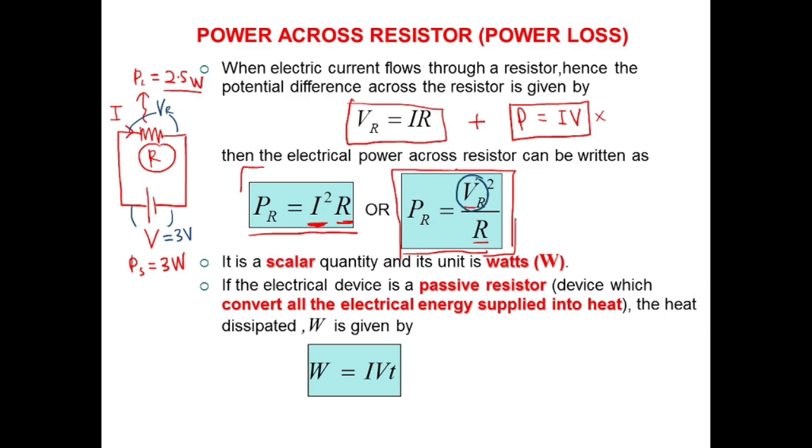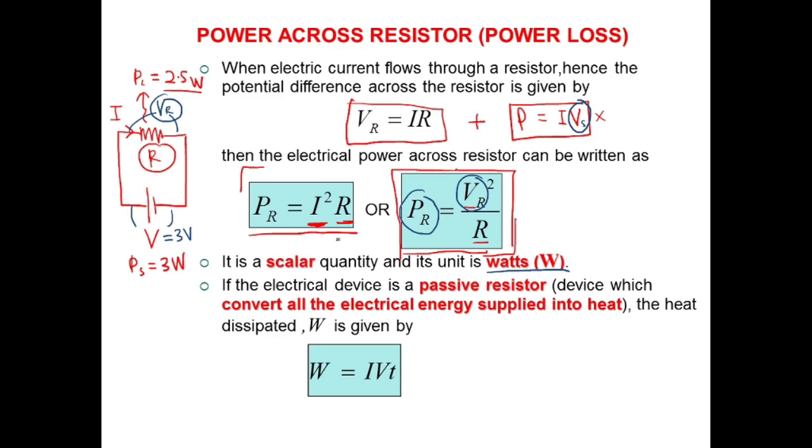So VR is different from V supply. VR is measured directly on the resistor, so the formula must be used with the correct value. The power loss, or power across the resistor, is a scalar quantity, and it has the same unit as the previous one. The unit for power is watt.